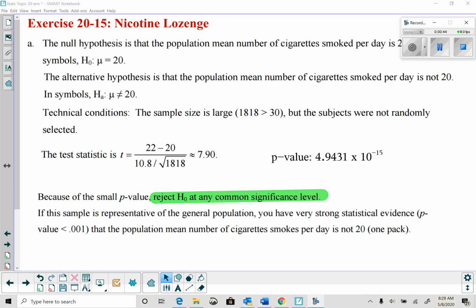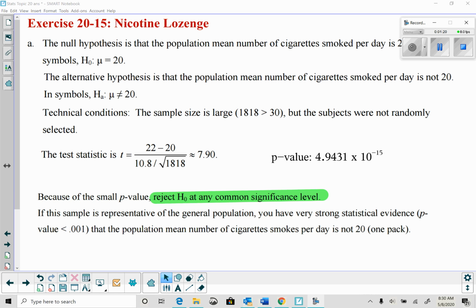For Part A, now again, people had lots of questions about Part B, but let's go through Part A so we can compare here. Part A used those sample statistics to test whether or not the population mean differs from 20 cigarettes, which is one pack per day. So again, the null hypothesis here is that people who do smoke approximately 20 cigarettes per day. So mu equals 20. The alternative hypothesis, population mean number of cigarettes smoked per day, is not 20.